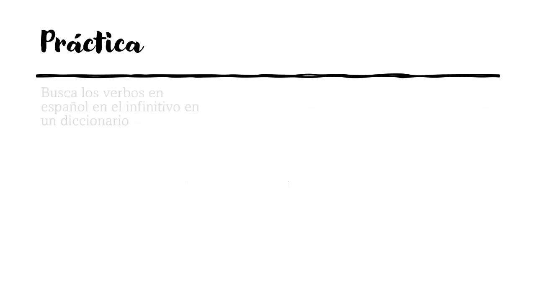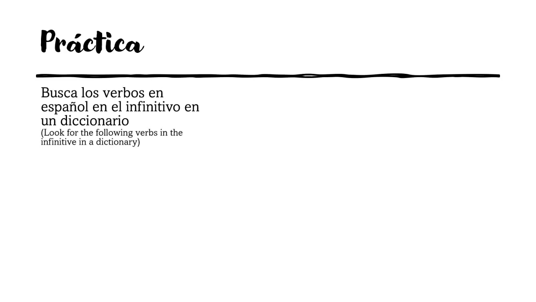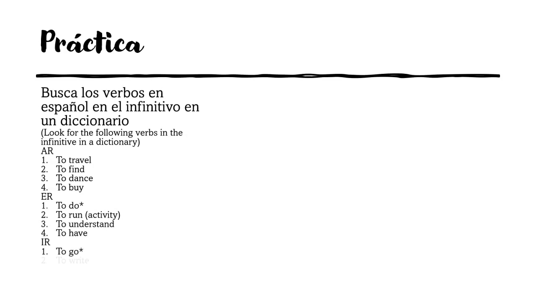So, práctica. So, busca los verbos en español en el infinitivo en un diccionario. So look for the following verbs in the infinitive form in a dictionary. So I've given you some AR ones, some ER ones, and some IR ones to have a look up. Okay. Now, where there's a star, it's because they are irregular verbs, and quite often they don't follow the normal rules when you change them into different tenses. But for the infinitive form, they are regular. Okay. So pause the video now, use a dictionary, look them up, and then we'll go over the answers in a minute.